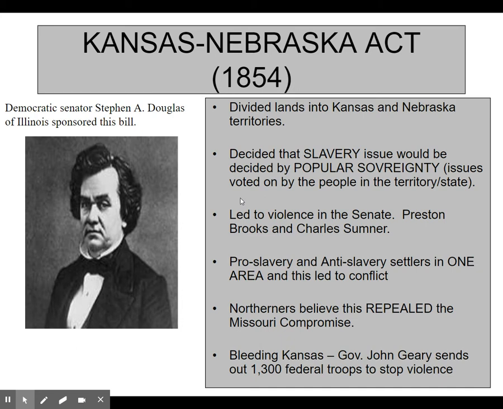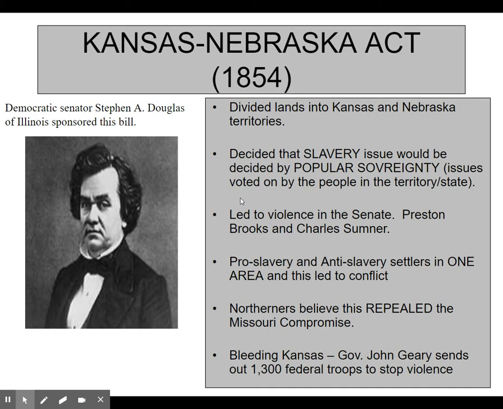So there was a lot of conflict, you guys. And in addition, after this Senate event, this violence in the Senate, people started choosing sides. Some people were sending Preston Brooks canes for Christmas, like, hey, do it again. And some people were rallying around Charles Sumner. And so the division was just becoming deeper and deeper and deeper.